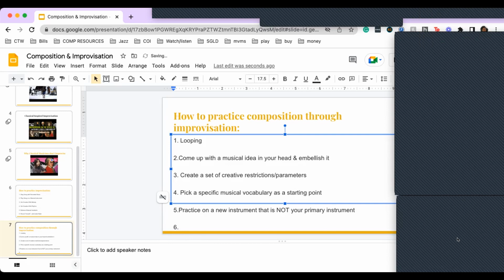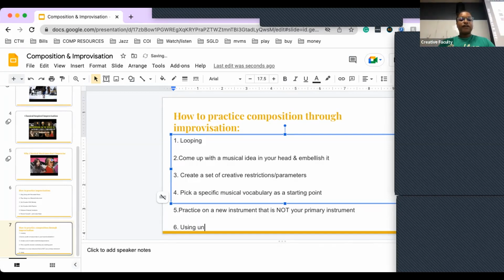I guess going with a whole new instrument, like everyday objects or everyday things that you do during the day. There's always music around, so getting inspired by the outside world too. Yeah, I like that. Music that you have around you, sound, and it doesn't even necessarily have to be a musical instrument. Beautiful. So using unconventional objects.